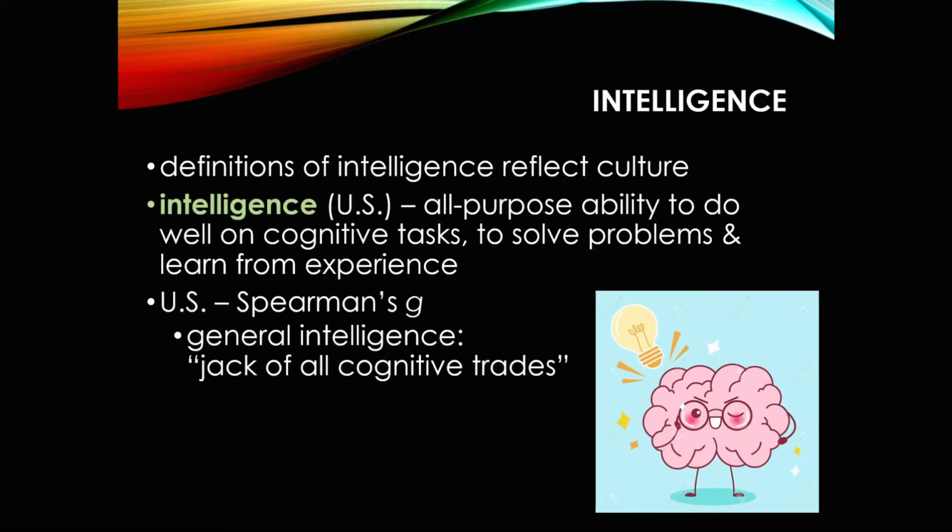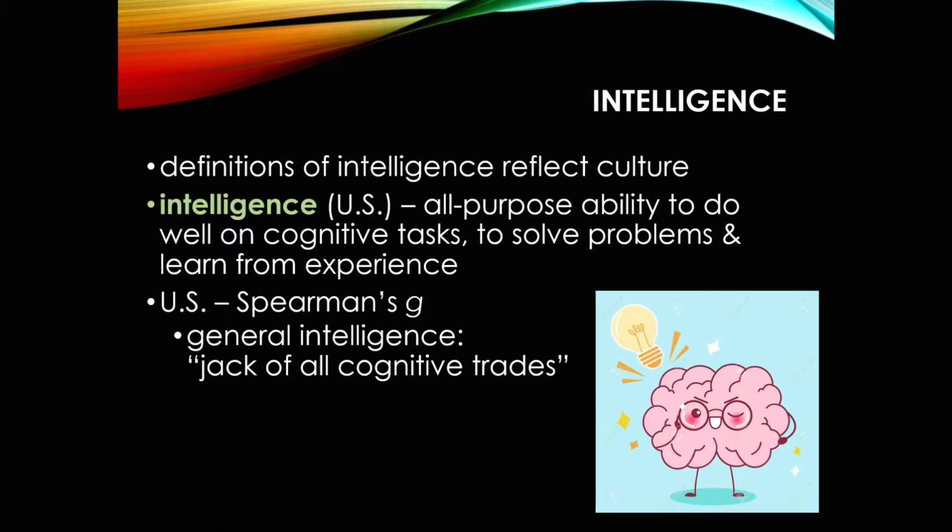In the US, we typically think of intelligence as a sort of all purpose ability to do well on cognitive tasks, things like solving problems and the ability to learn from experience, right? We generally think of it in terms of problem solving and, you know, being book smart and learning words for things and being able to perform cognitive tasks. This is not the case in all cultures, right? There are different types of intelligence. People define intelligence differently, but this is generally what we think of in the US.